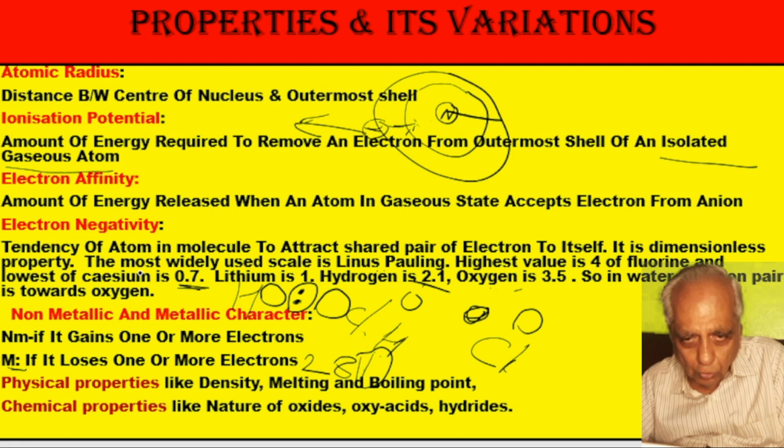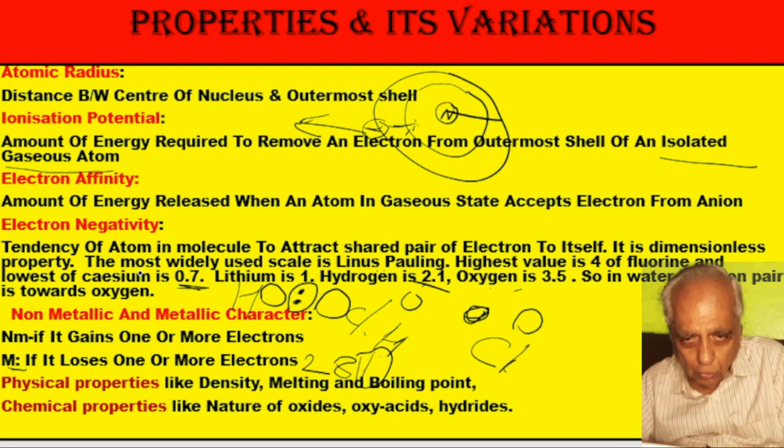I hope you have opened this table. Now you see, whenever I say across the period: lithium, beryllium, boron, carbon, nitrogen, oxygen, fluorine, neon. Down the group means beryllium, magnesium, calcium, strontium, barium, radium. This is down the group. Now we have to study for all periods how they change along the period and how they change in a vertical column, that is, groups.